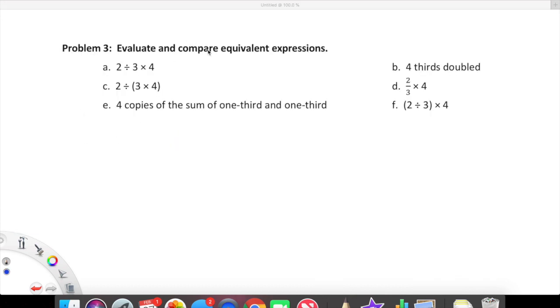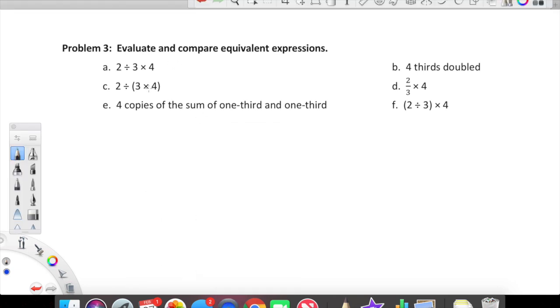I really liked this one because here we're really exploring all the wonderful ways that we can rename expressions. And you guys can see that these are actually showing up in different languages. Some we have word form and some we have expressions. So just so we're on the same playing field, let's go ahead and transfer the word form into expression so that we can really see what they look like. So 4 copies of the sum of 1/3 and 1/3. Oh, okay, so I know sum means addition. We're looking for the sum of 1/3 and 1/3. So that means that we're actually adding 1/3 and 1/3.